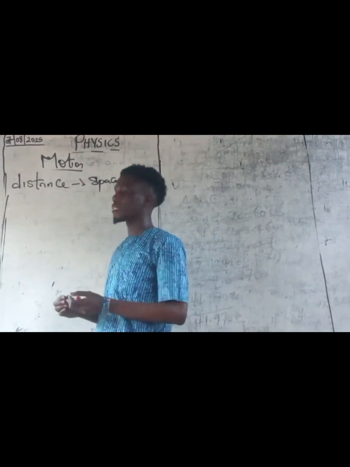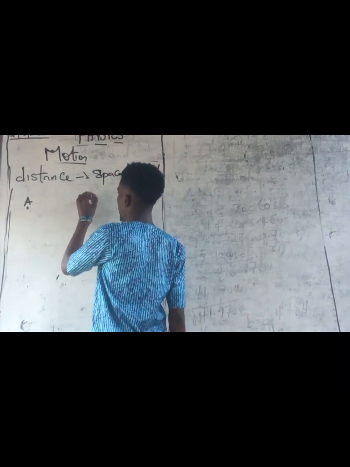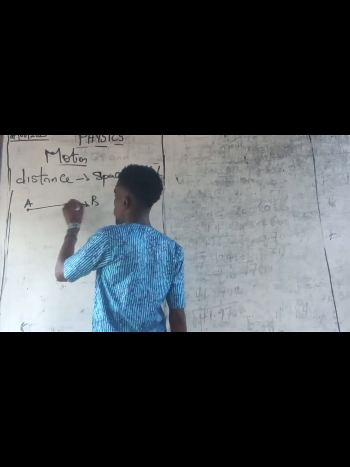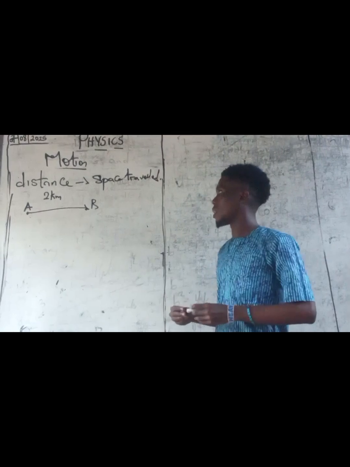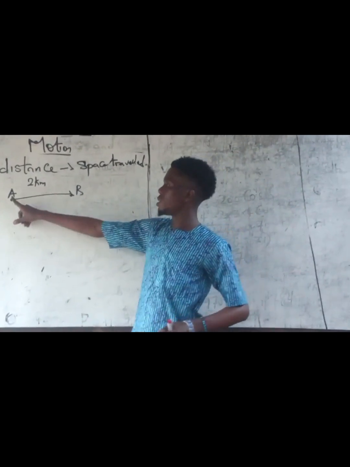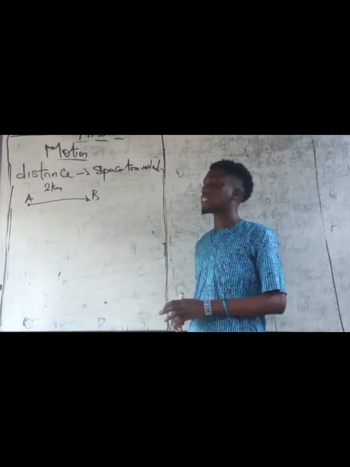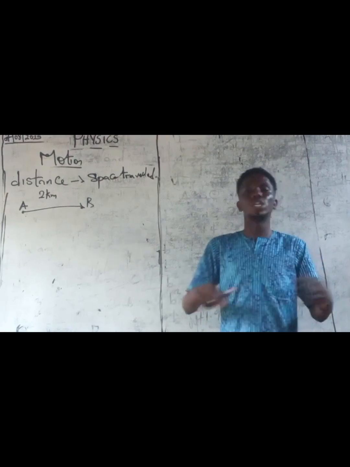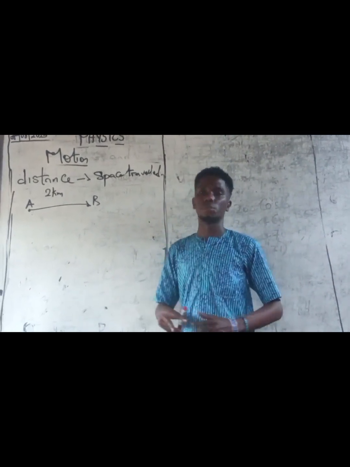For instance, I can move from point A to point B. I can walk a distance of 2 kilometers. This is an example of a distance, covering a space or traveling a space. So I traveled the space in between A and B. That is what distance is. Distance simply is the measure of space traveled.